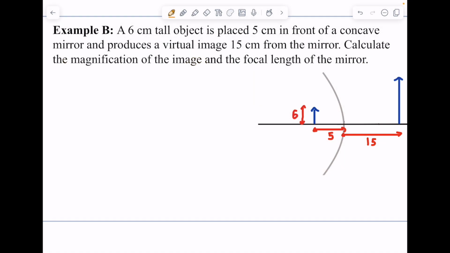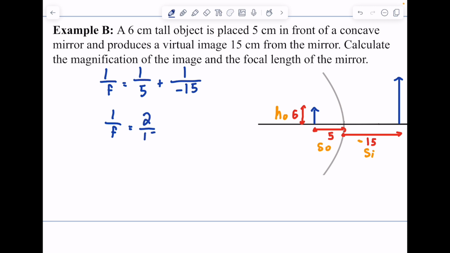The next example is also about a concave mirror. In this case, the object has a height of 6 centimeters and is a distance of 5 centimeters from the mirror. This time, the image is virtual because it's on the opposite side of the mirror as the object, and it's a distance of 15 centimeters from the mirror, and since it's virtual, this distance is negative. So to solve for focal length, 1 over the focal length equals 1 over the object distance of 5, plus 1 over the image distance of negative 15. So 1 over the focal length equals 1/5 minus 1/15, which is 2 over 15. So in this case, the focal length is 7.5 centimeters.